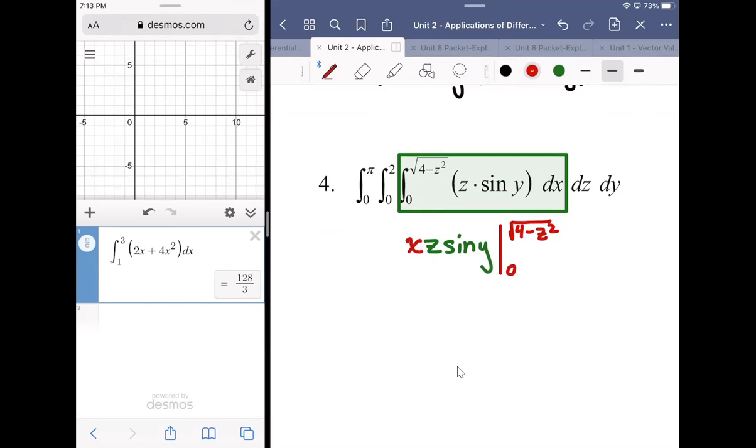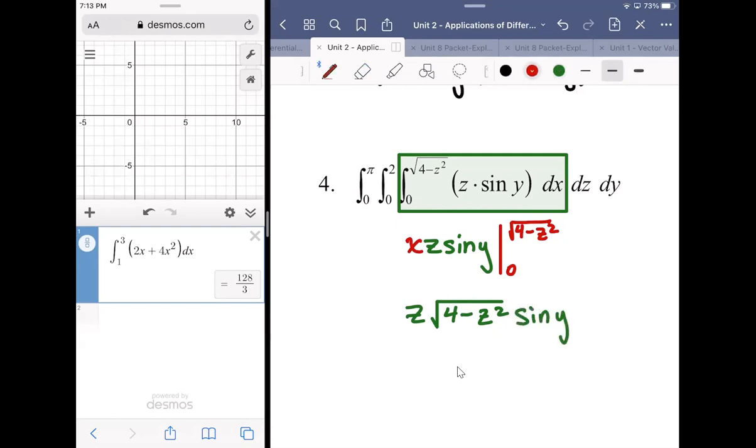All right. So the 4 minus z squared radical and the 0 are what's getting swapped in for the x. So what we're looking at here, when we simplify, is z times the root of 4 minus z squared. And then we have our sine of y.